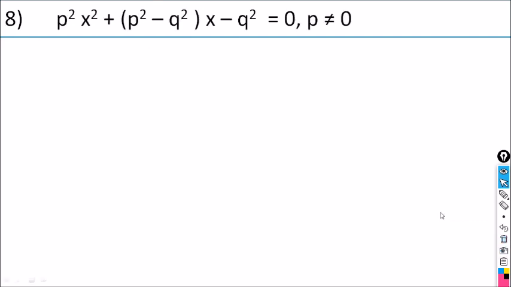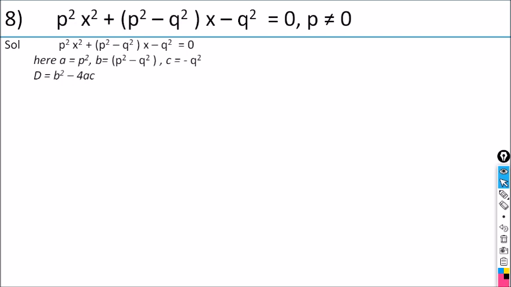Let us try another problem. This is p square into x square plus p square minus q square into x minus q square equals to 0, where the value for p is not equals to 0. We identify the values of a, b, c. a is p square, b is p square minus q square and c is minus q square.